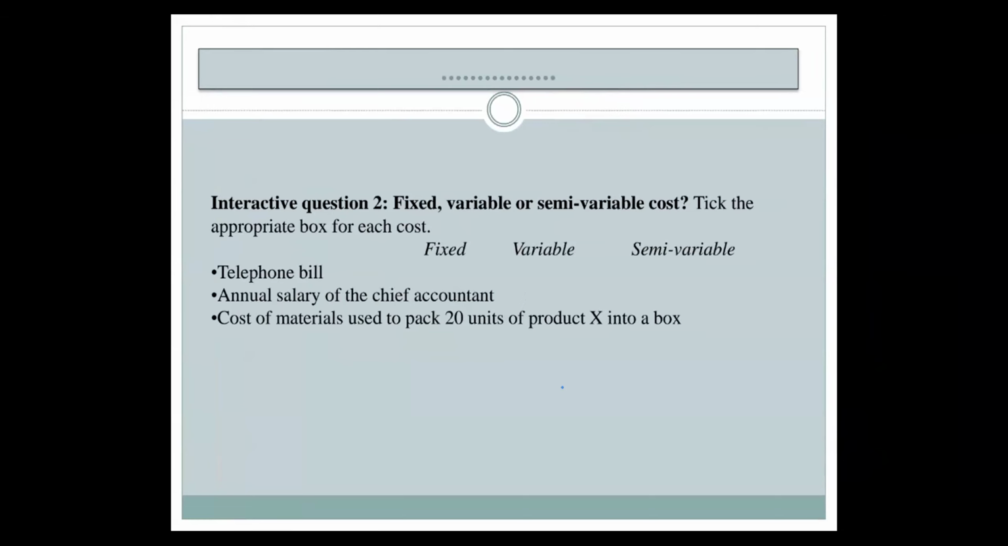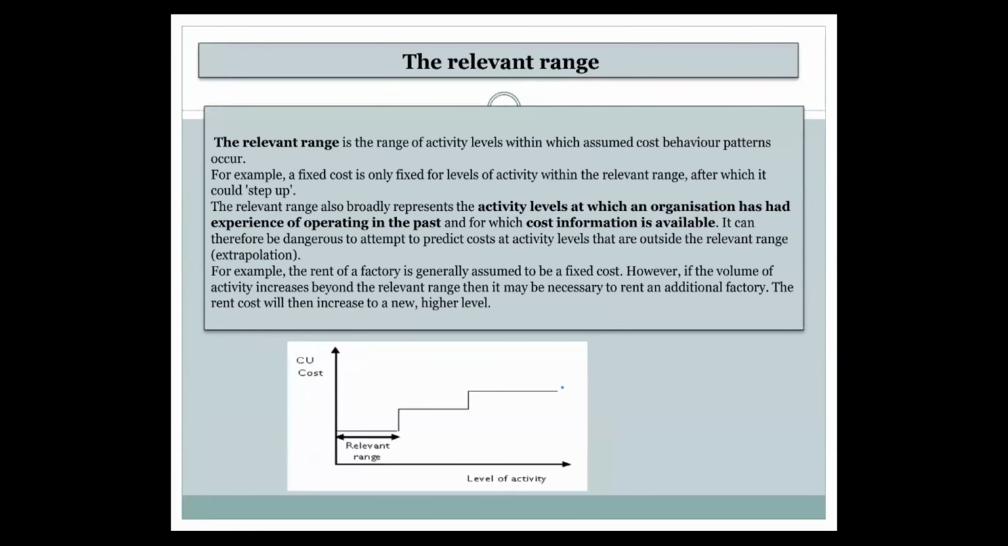Semi-variable. Very good. Then annual salary of a chief accountant? Fixed cost. Very good. And cost of material used to pack 20 units of product X into a box? Variable cost. Excellent. So we can trace fixed cost, variable cost, and semi-variable cost from the above example.